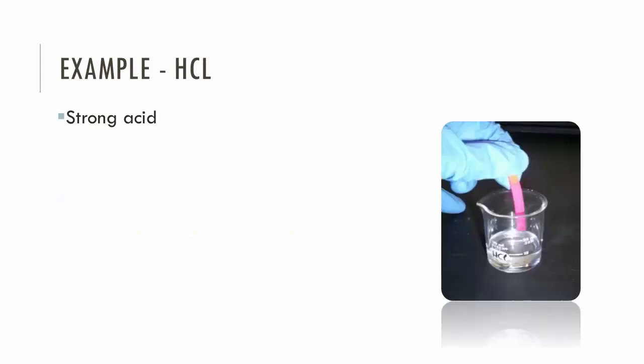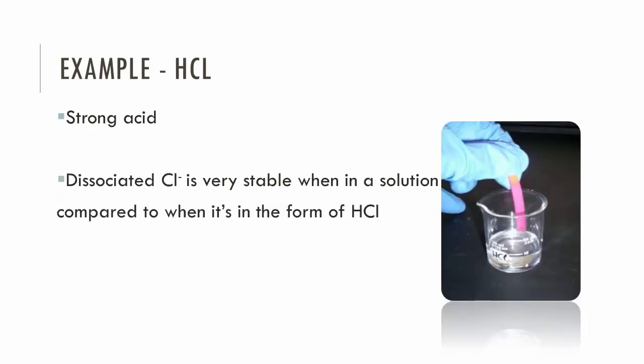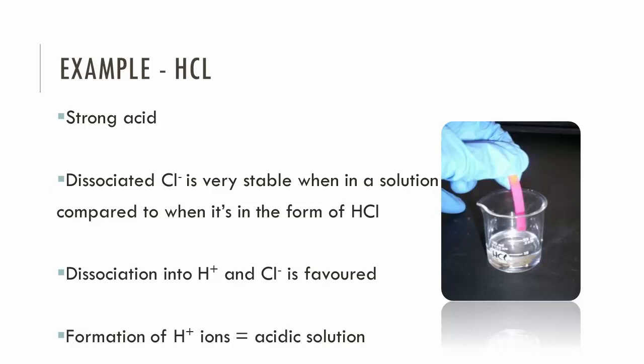For example, HCl is a very strong acid because Cl- is much more stable in solution than it is when attached to a proton in hydrochloric acid. In this form, it's unhappy, so the dissociation into H+ and Cl- ions is favored. Since H+ ions are formed, we say that this compound is an acid.